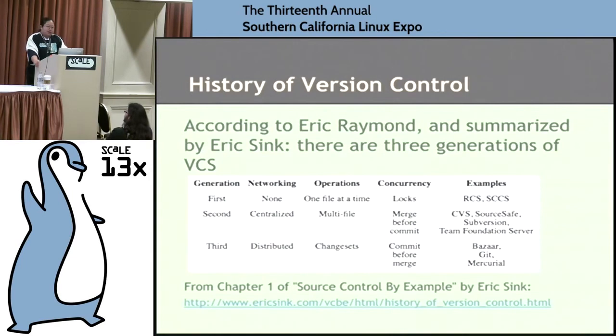So this is a little history of version control according to Eric Raymond and Eric Sink. We have 3 generations of version control systems, and it kind of makes sense. You start out not having any networks, and you're dealing with one file at a time. And the way that you have multiple people working on it is that someone gets a lock on the file, they get to make the modification, and then when they're ready to let go, someone else gets to make the modification. Then when we started having more networks, you had to deal with the fact that there are multiple people on different machines wanting to make changes. And so they have a centralized server that mediates it. Everyone talks to the centralized server and gets their changes in.